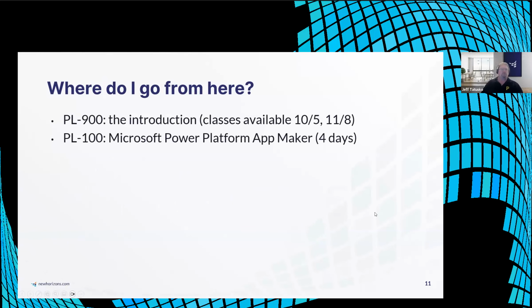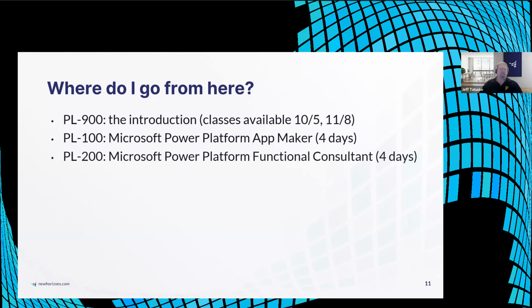The PL-100, which is an app maker class, basically allows you to build solutions. You can simplify, automate, and transform tasks and processes for themselves. And then for people that are going to be setting this up, the PL-200 basically allows you to use the Power Platform to simplify, automate, and empower different types of business processes for organizations as a functional consultant. Again, you can see both of those classes are 4 days.